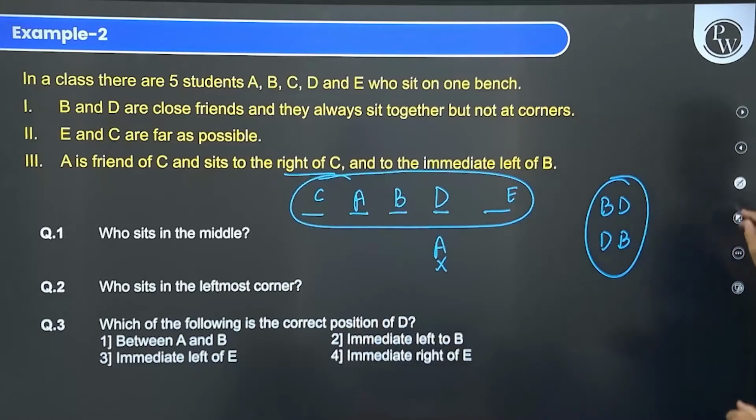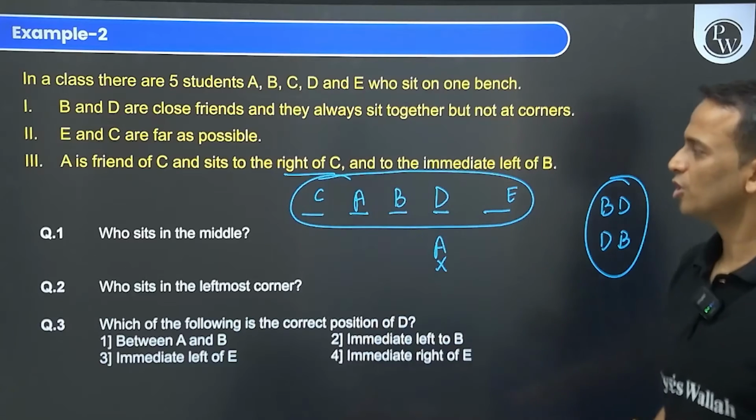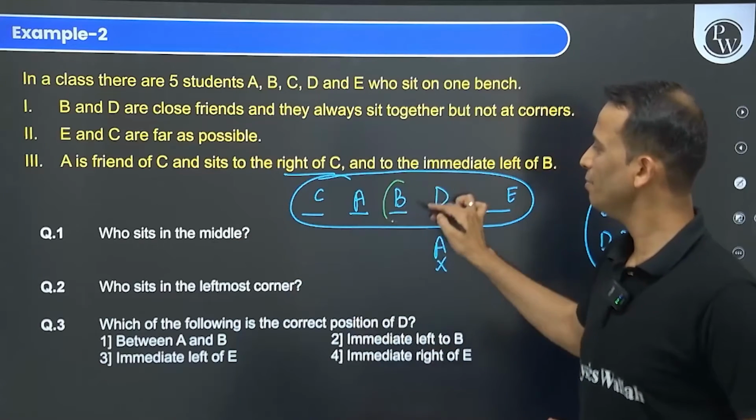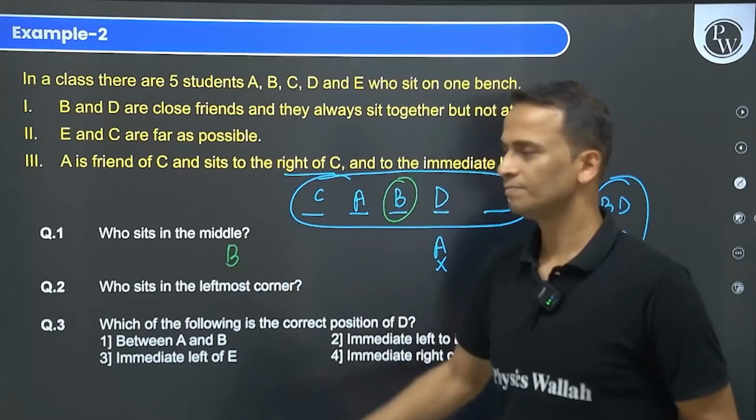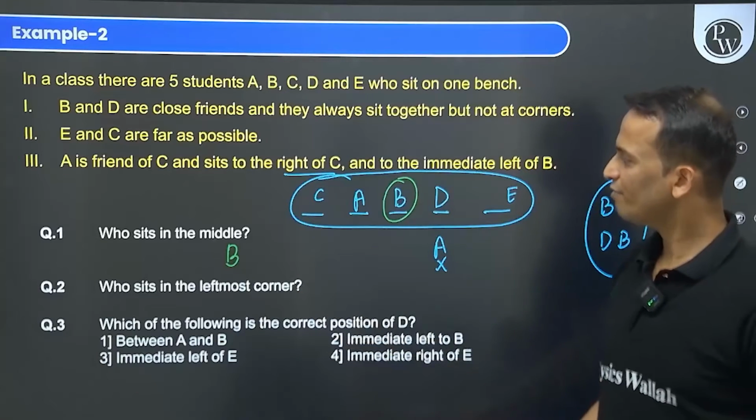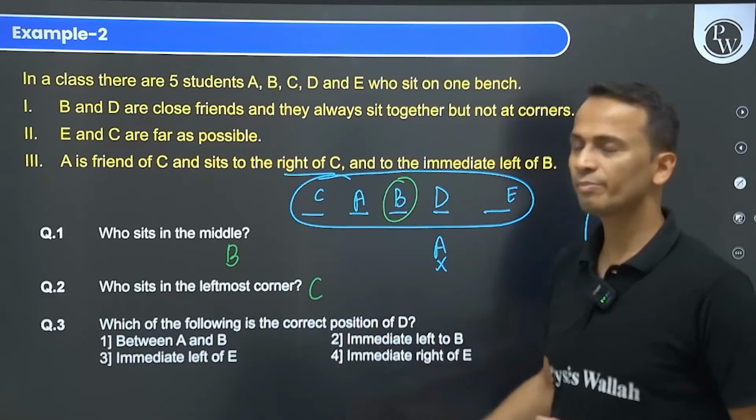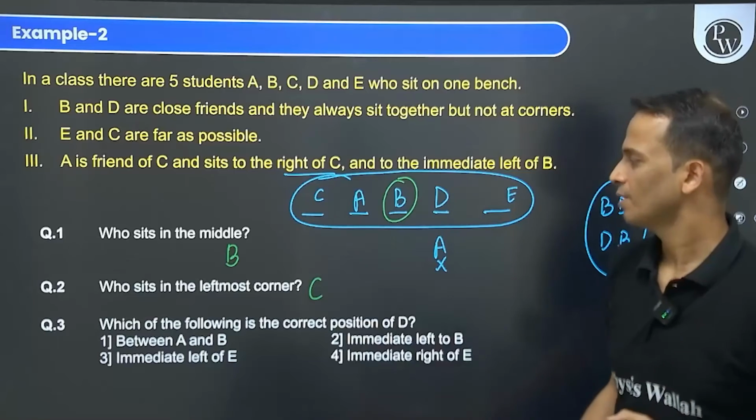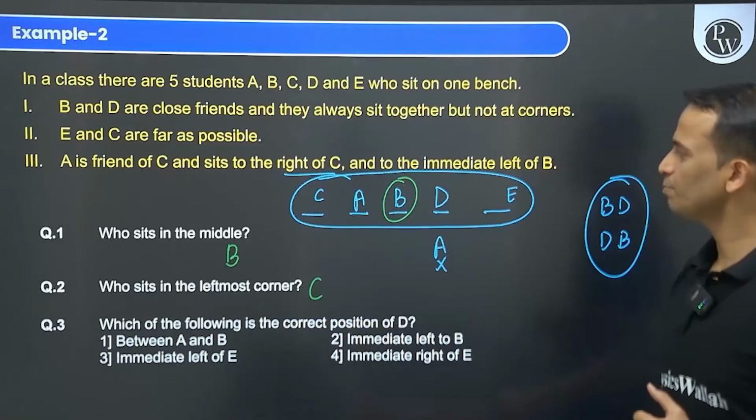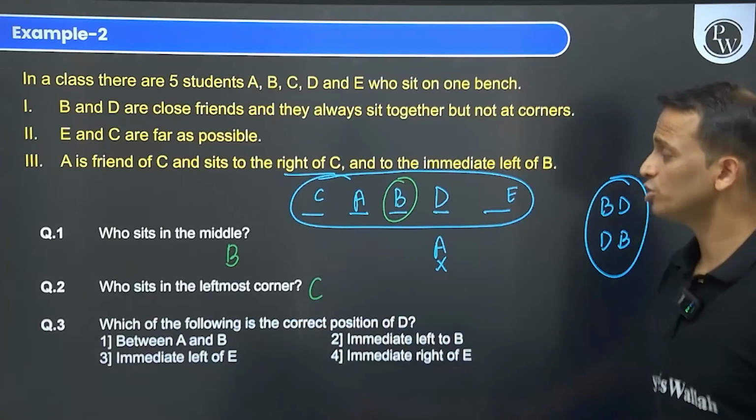Okay, now looking at the questions, who sits in the middle? Who sits in the middle? B. Who sits in the leftmost corner? Who sits in the leftmost corner? C. And which of the following is the correct position of D? What is the correct position of D?